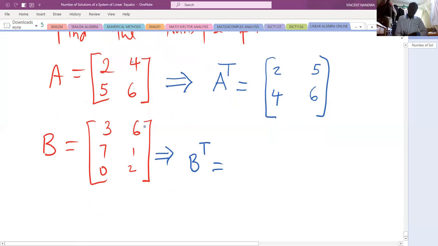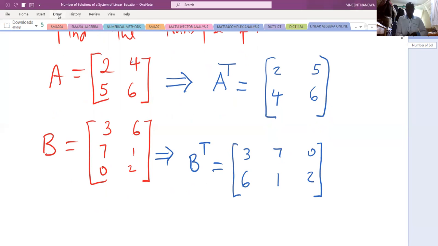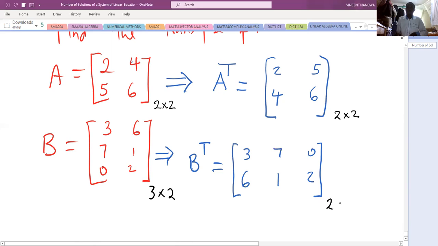Now this is my first row, becomes my first column. My second row becomes my second column. My third row becomes my third column. And if you are to give the order of these matrices, so this A is a 2 by 2 matrix. This is still a 2 by 2 matrix. This one is a 3 by 2 matrix because we have 1, 2, 3 rows and 1, 2 columns. This one is 2 rows and 1, 2, 3 columns.